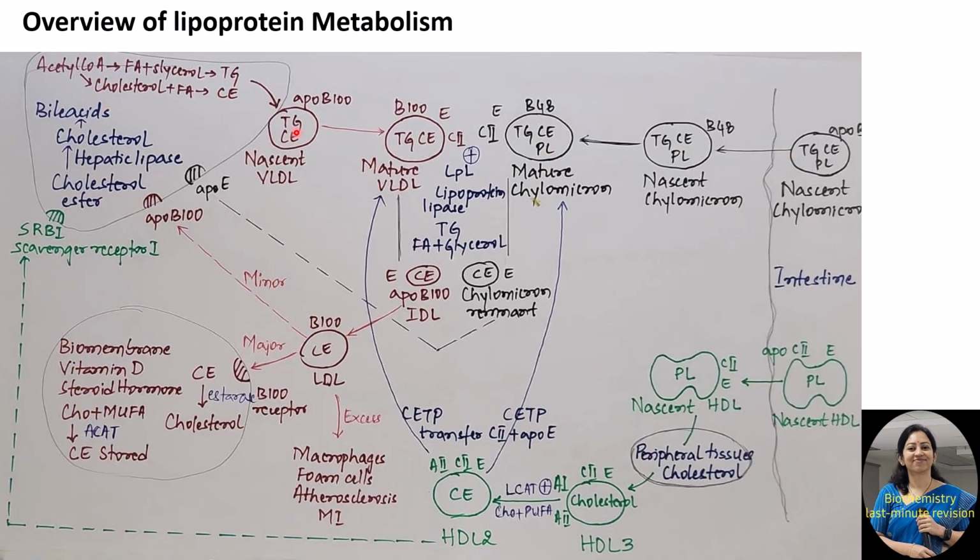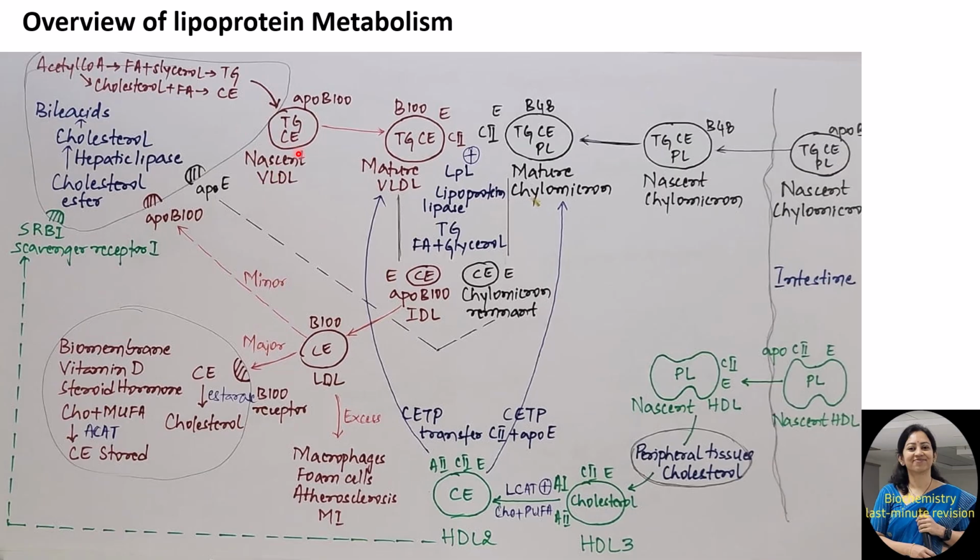Now let's understand the metabolism of VLDL, IDL and LDL. Inside the hepatocytes, there occurs de novo synthesis of fatty acids from acetyl-CoA. These fatty acids are esterified with glycerol to form triglycerides. Similarly, de novo synthesis of cholesterol occurs inside the hepatocytes. This is again esterified with fatty acids to form cholesterol esters. These two are packed into very low density lipoprotein, which has apolipoprotein B100 on its surface. This is known as nascent VLDL, which is released into circulation.